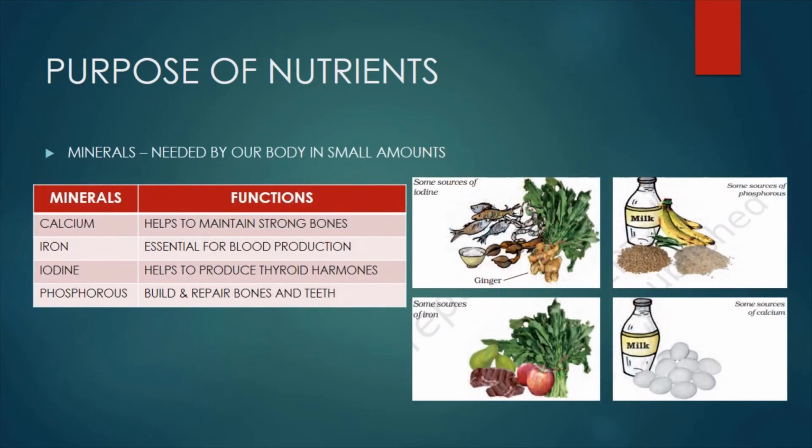Our final nutrition is minerals. Like vitamins, minerals are also needed by our body in smaller quantities. Our first mineral is calcium. As I said earlier, calcium is used to strengthen bones and teeth. The main source of calcium is milk and eggs.